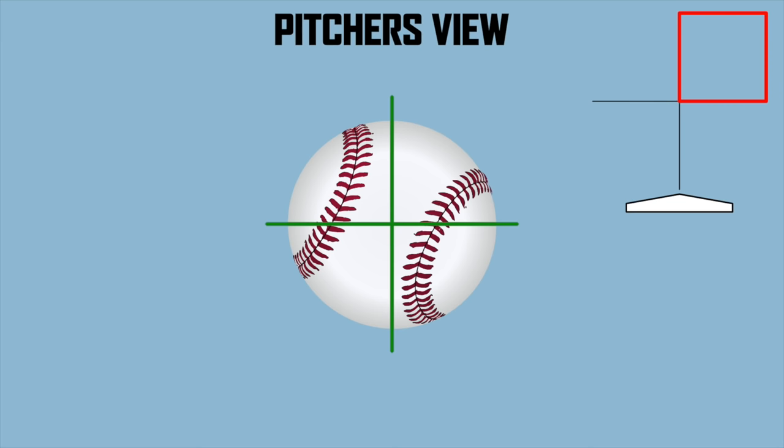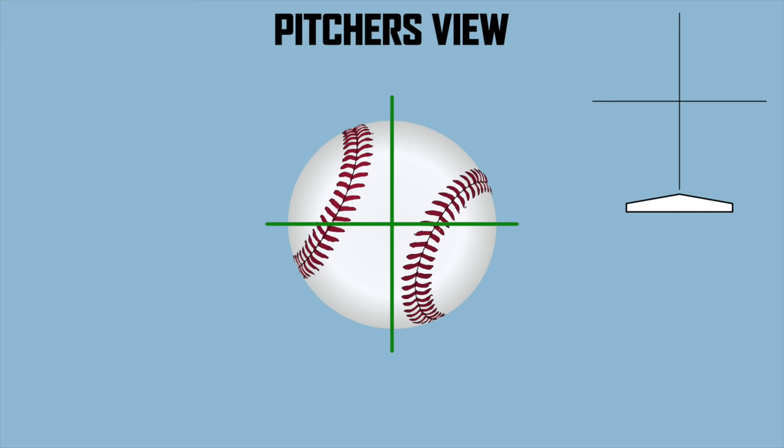If you have lift and movement to the left, it's going to end up in the top left quadrant. That might be like a left-handed fastball. If you have drop and movement to the left, it's going to end up in the left-hand quadrant, and that's like a right-handed curveball maybe. And if you have drop and movement to the right, that's going to end up in the bottom right-hand quadrant, and that might be like a lefty curveball.